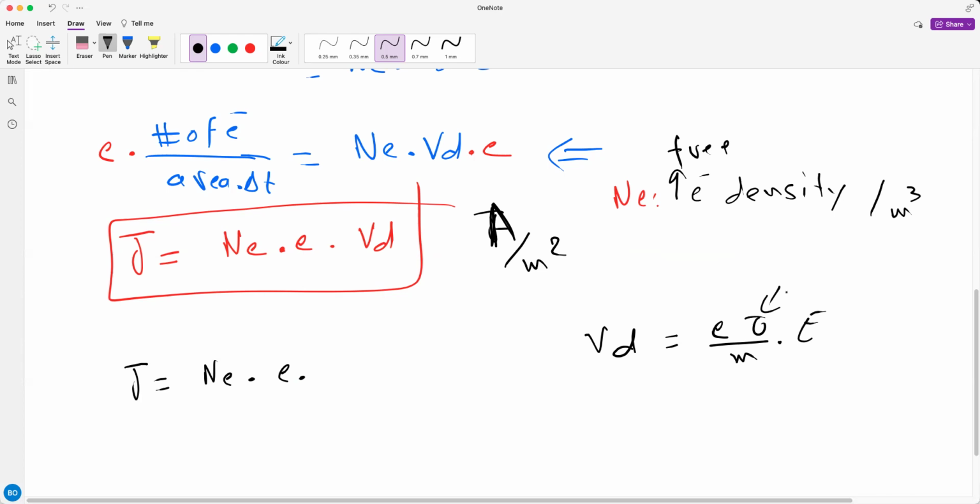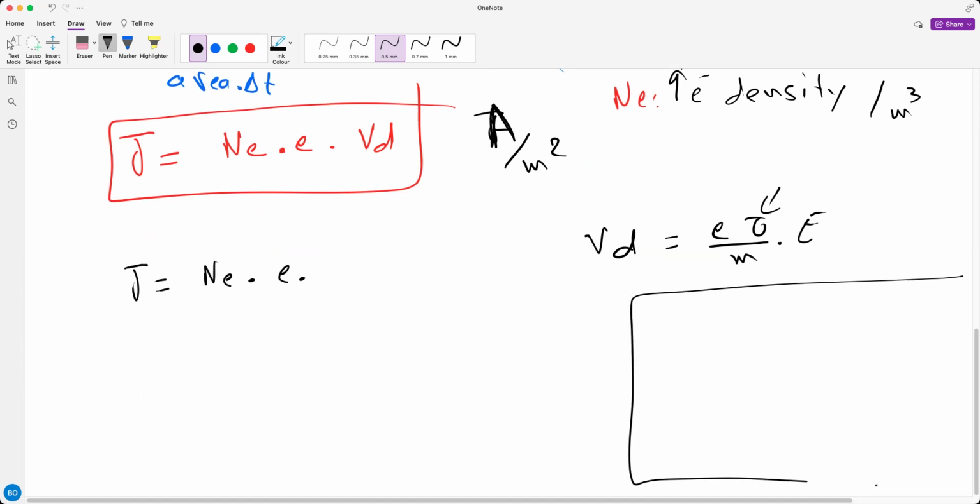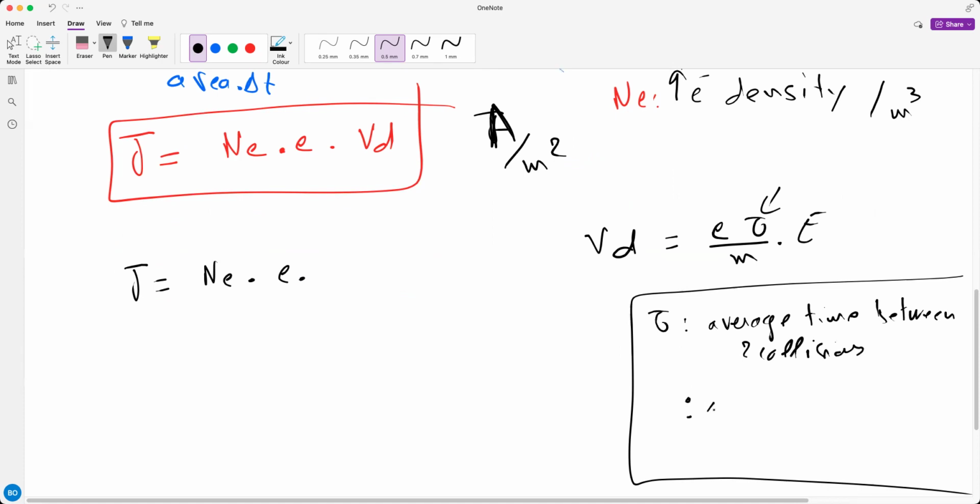Exactly. So yesterday, what I did not mention here, tau is the average time between two collisions. It is also called relaxation time, or the mean free time. So it has three names. The mean free time is the average time the electron is free. It does not conduct any collision.